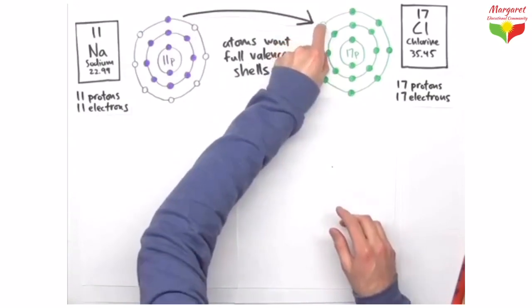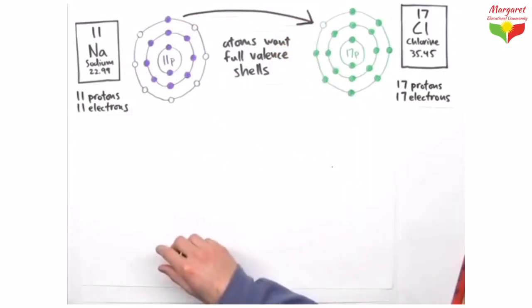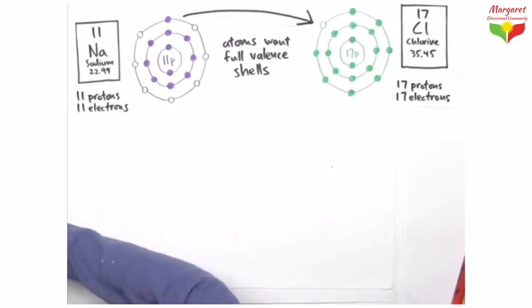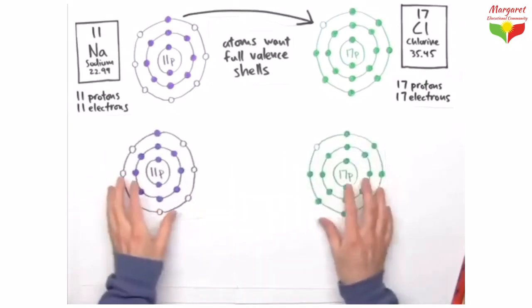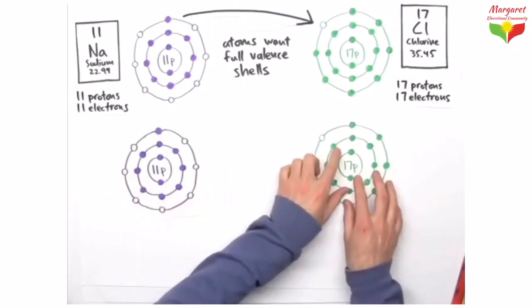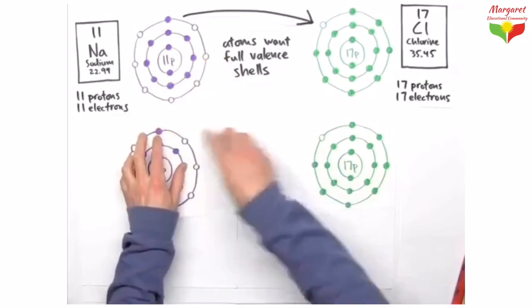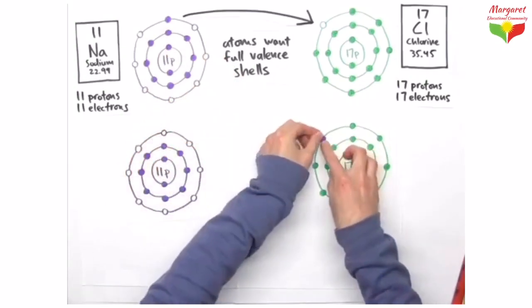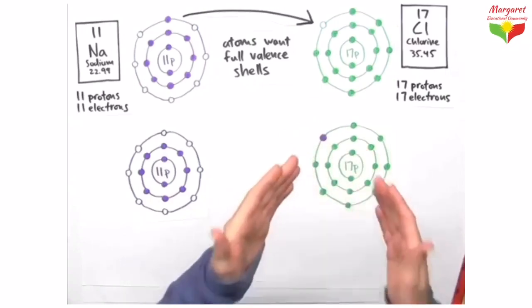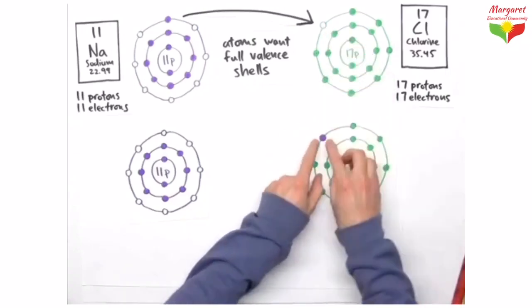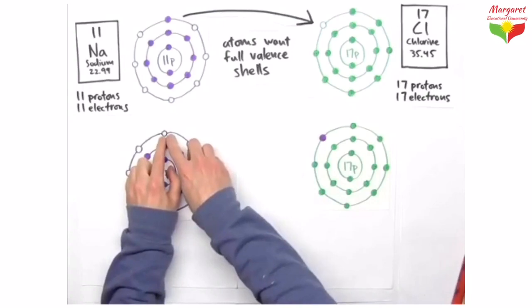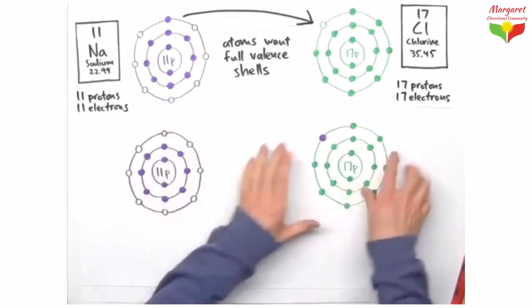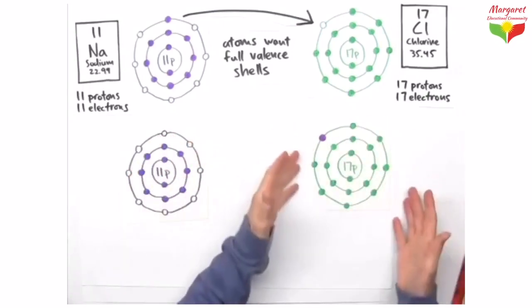Here is what we end up with. Let me just show you. We've got sodium, we've got chlorine, and this electron up here moves between them. It leaves sodium and it goes into chlorine. And now chlorine has filled this empty spot with one of sodium's electrons. So now chlorine is super happy. It has a full valence shell.